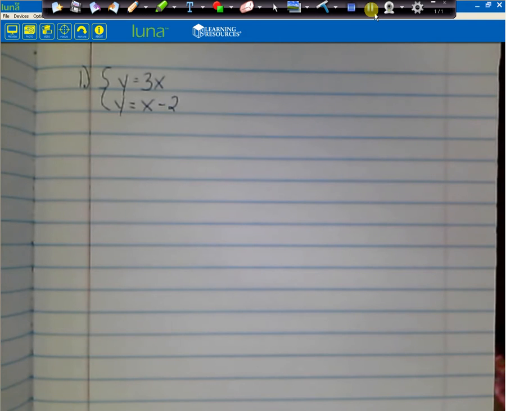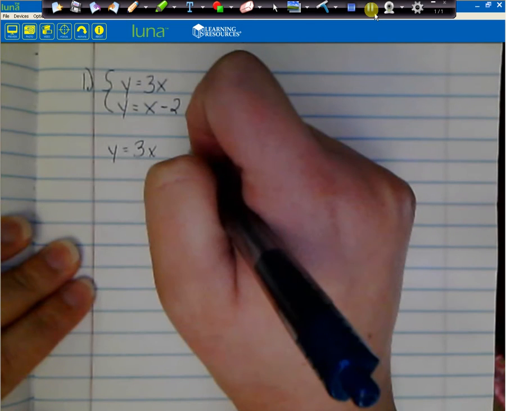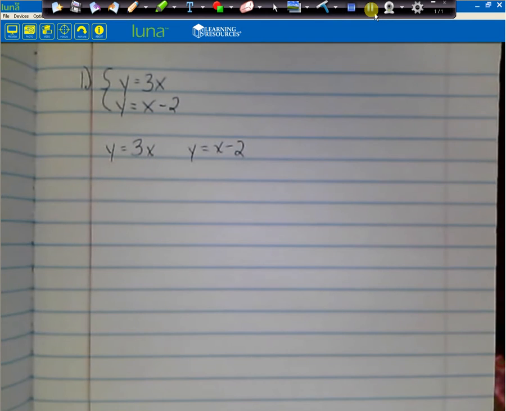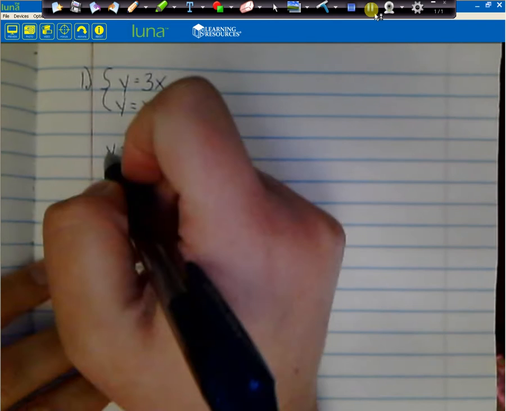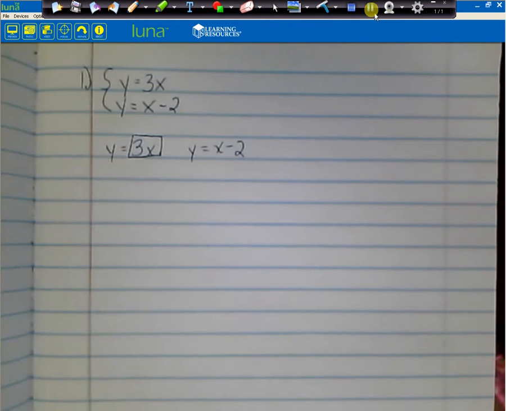Our first step when solving by substitution is to write these two problems side by side. So I'm going to write this one first, y equals 3x, and then over here y equals x minus 2. Our first step each and every time with substitution is to write them side by side. Then we're going to look for a variable that's solved for, meaning that it's x equals or y equals, that's by itself. So here our y is by itself here and here, so we can pick either one of these. I'm going to pick this one, and I'm going to put a box around what's on the other side. So I'm going to put a box around that 3x because y equals 3x.